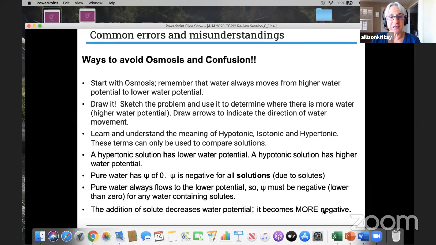Learn and understand the meaning of hypo, iso, and hypertonic solutions. And remember, you can only use these terms when you're comparing solutions. Remember that a hypertonic solution has a lower water potential, whereas a hypotonic solution has a higher water potential. Pure water has a water potential of 0, and water potential is negative for all solutions due to the solutes, right? So as soon as you add solute, it's going to make the water potential more negative.